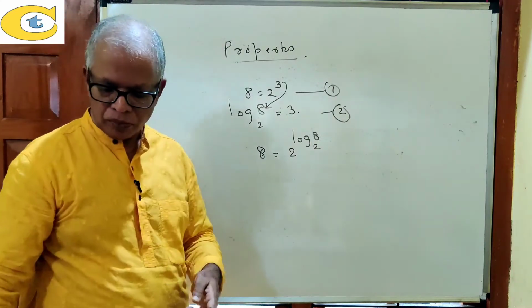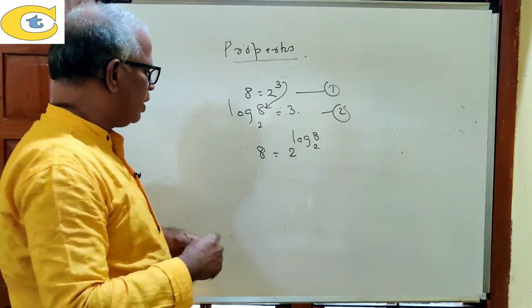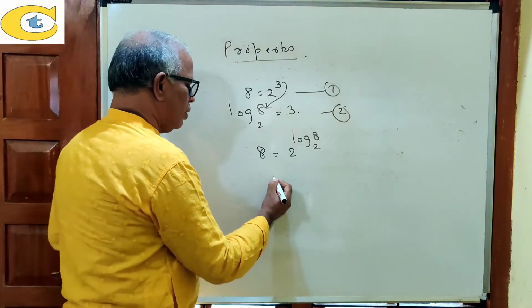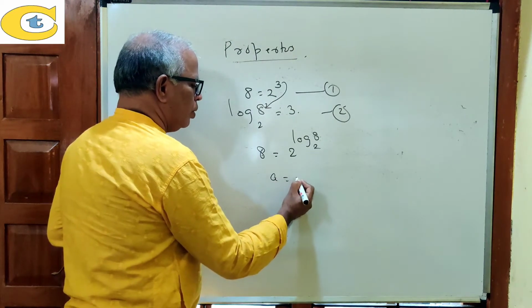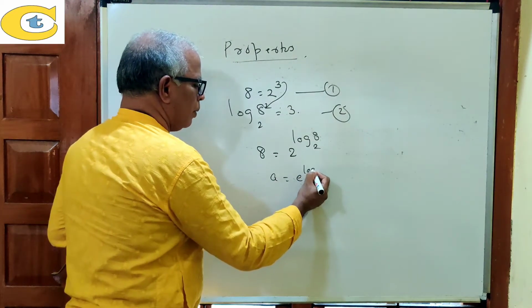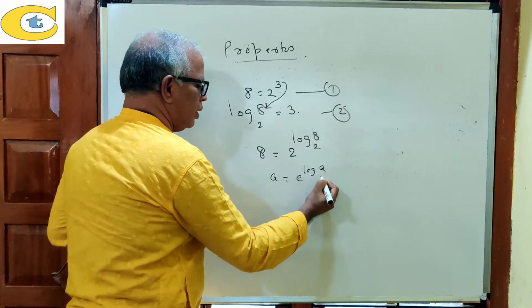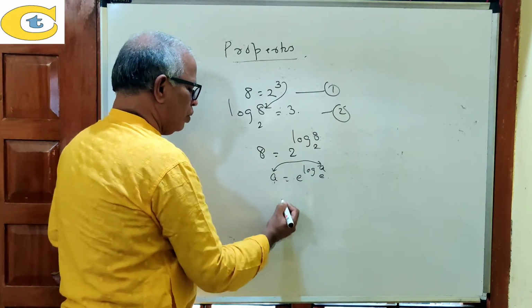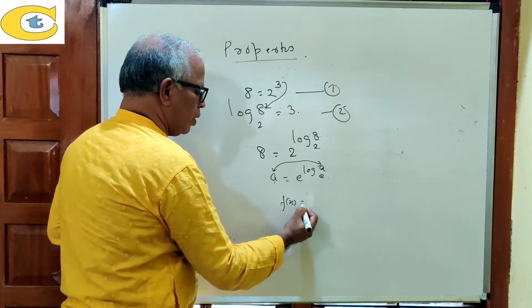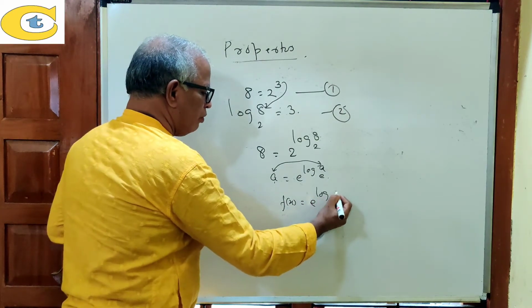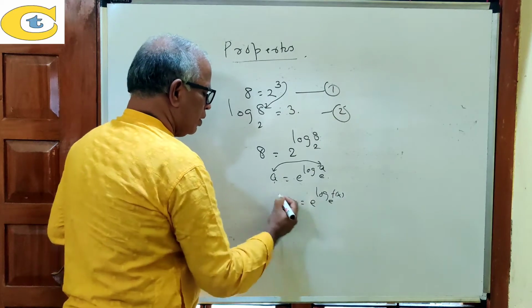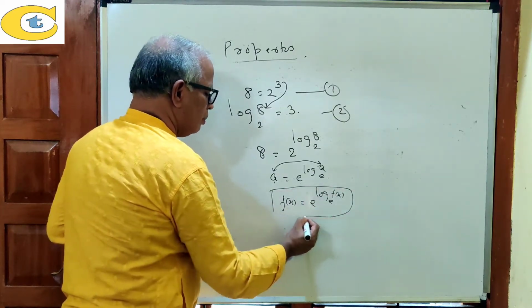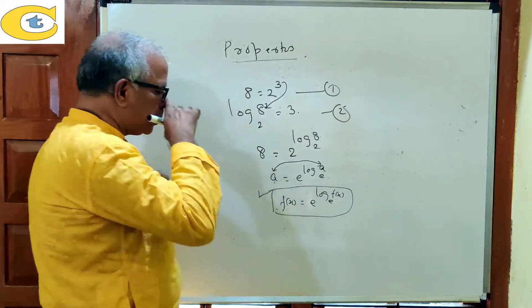So if I write generally, a is equal to e raised to log a to the base e. Both numbers will be the same, remember it. Or f of x is equal to e raised to log f of x to the base e. This is a very important relation in maths. Various places we will be using it.